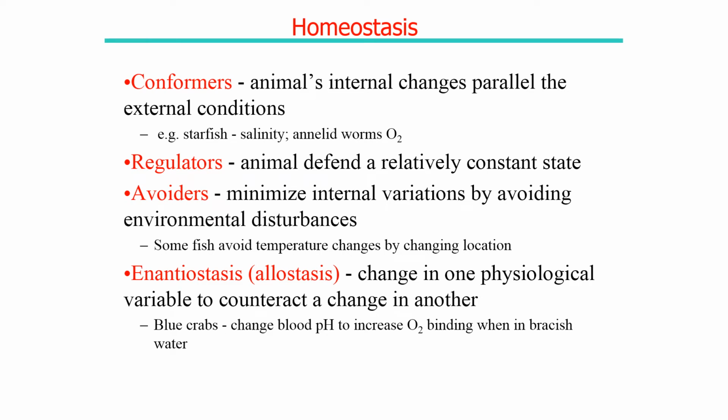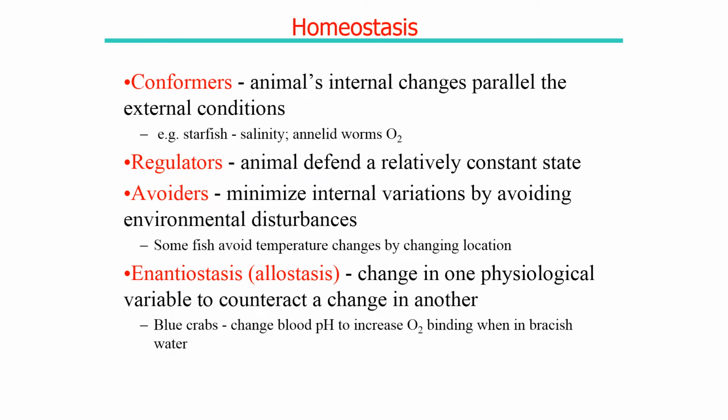So the animals use different strategies to live in this environment. They may conform, they may regulate, they may avoid, or they may do allostasis. The animals may use all these strategies for different variables, or they may use only one strategy for all the variables. A few of the animals are called conformers.